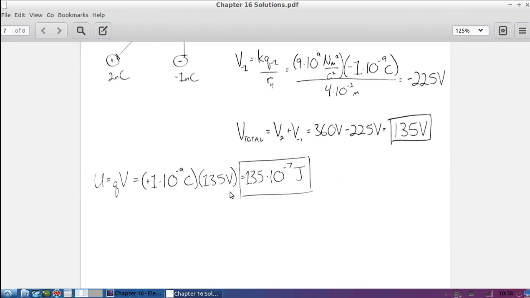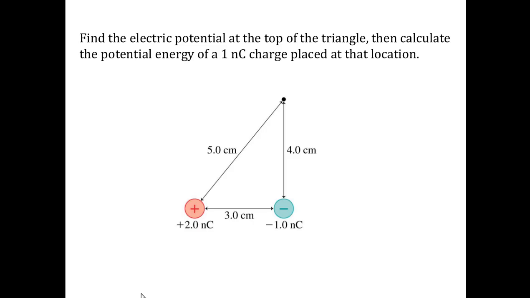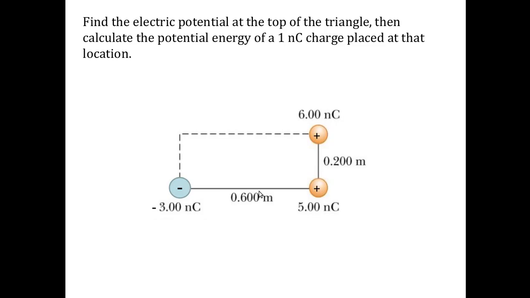A volt is a joule per coulomb, so joules per coulomb times coulombs is joules. So I have an energy value here. A positive 1 nanocoulomb charge times the potential at that location, I get 1.35 times 10 to the -7 joules. So we'll do another problem, very similar.